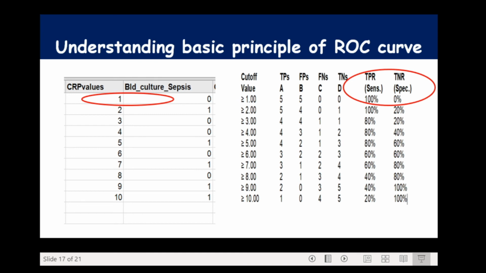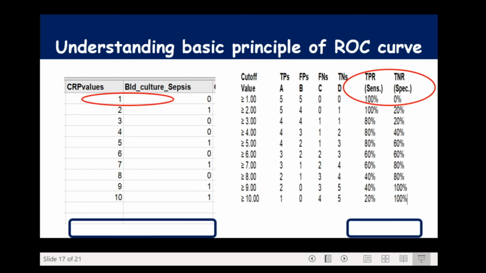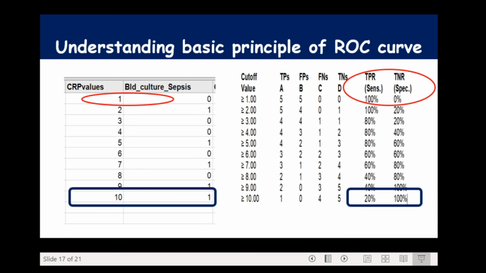So such a low cutoff will indeed give you a perfect sensitivity, 100%, but at the cost of specificity, which will be 0%, the latter denoting a high false positivity rate. On the other hand, if you take the other extreme value of 10 or more as a cutoff, sensitivity will come down to 20%, whereas specificity will be 100%.